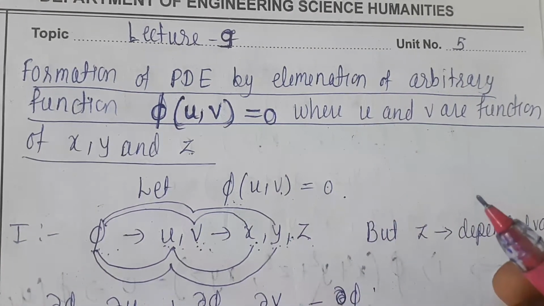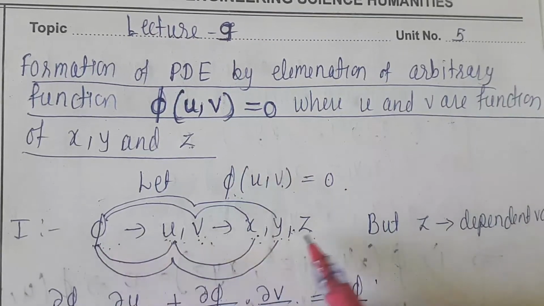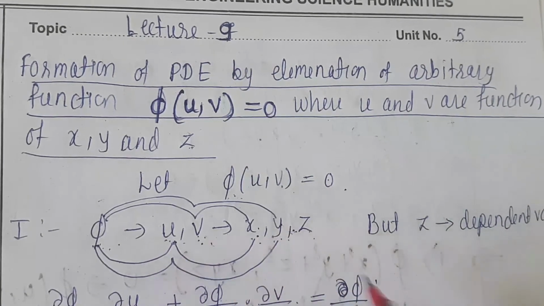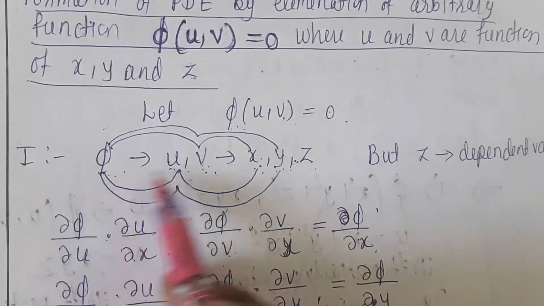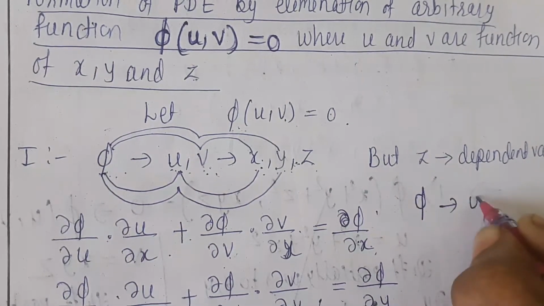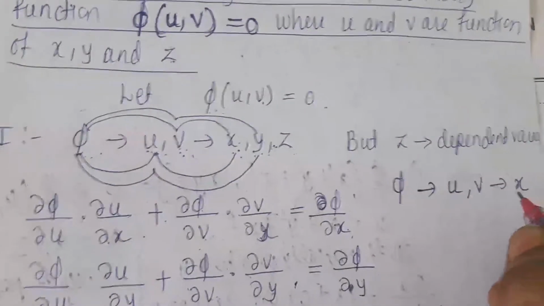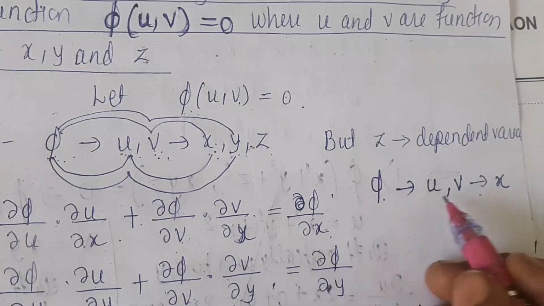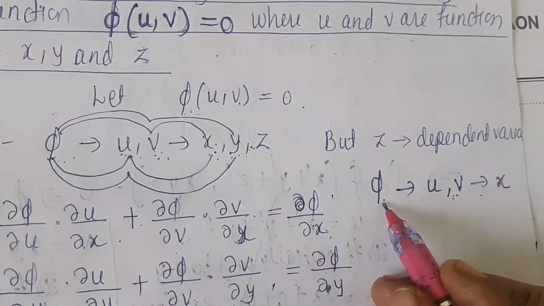First we find the derivative of phi with respect to x, then the derivative of phi with respect to y. To get this, we have to find del phi by del u. Now phi is a function of u and v, and u and v are functions of x. So if we want the derivative of phi with respect to x, phi must go through both the terms u and v. So how to write the chain rule?